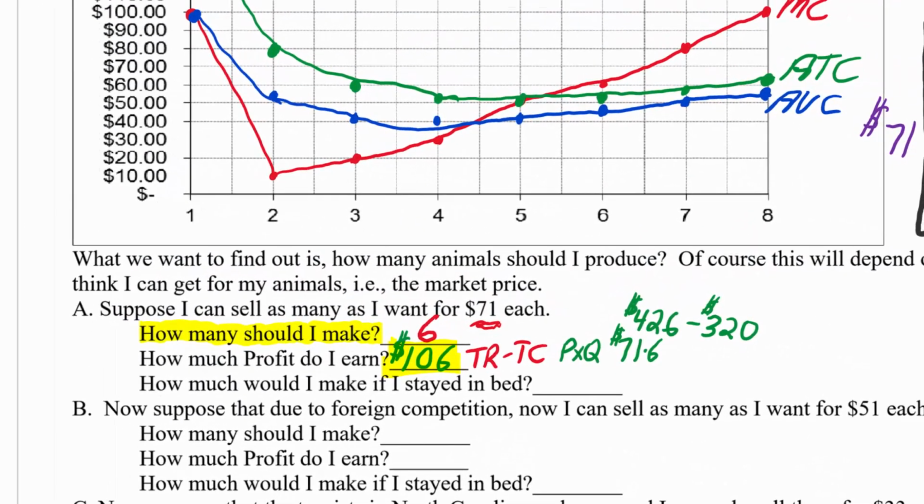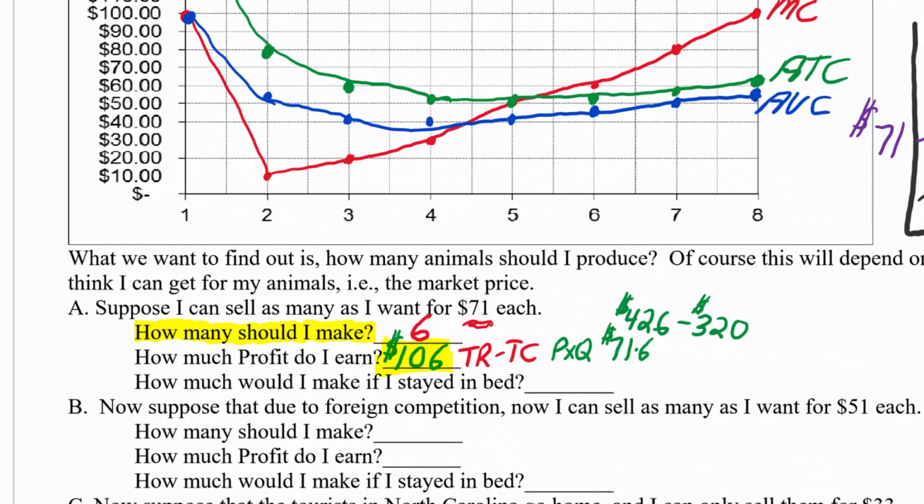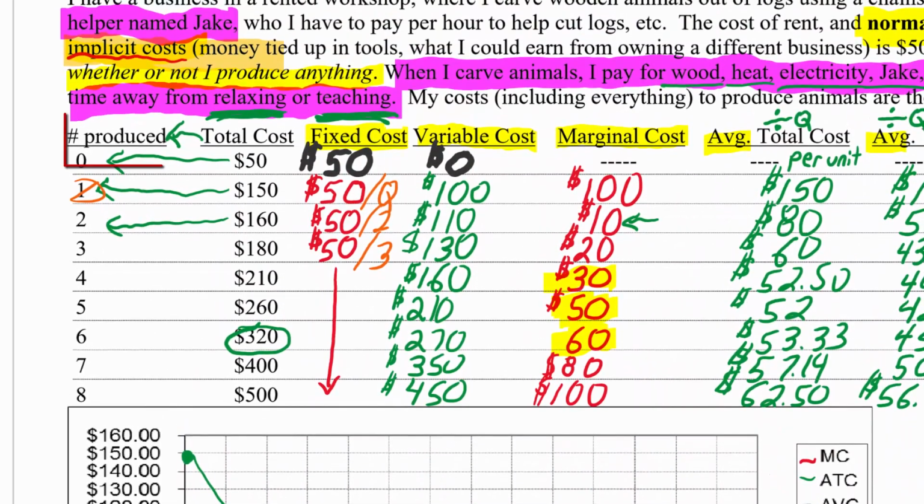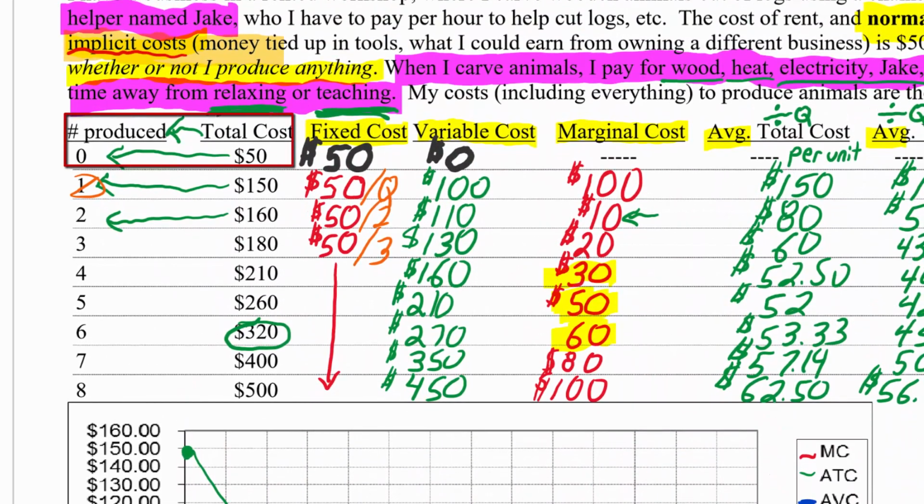Now let's ask kind of a silly question here. What if we decided today that we didn't want to go and do any of this? We didn't want to go produce any chainsaw animals, and we just wanted to stay in bed. How much would our profit be? Well, our total revenue, price times quantity, would be 0. But we'd have to subtract off our total costs. How much are our total costs if we produce 0 units and we just stayed in bed? Oh, 50.